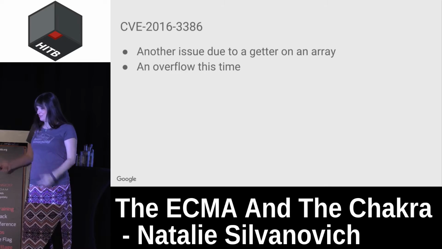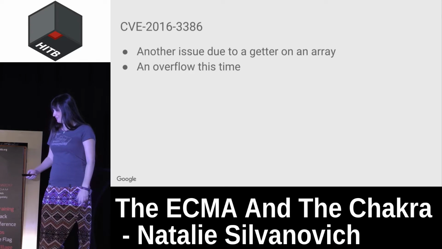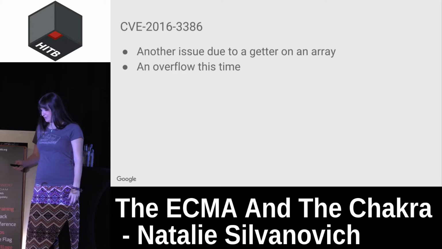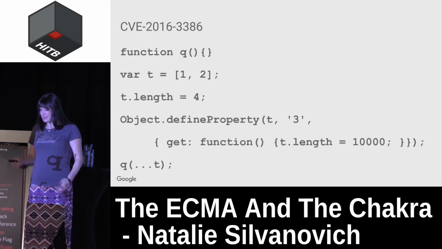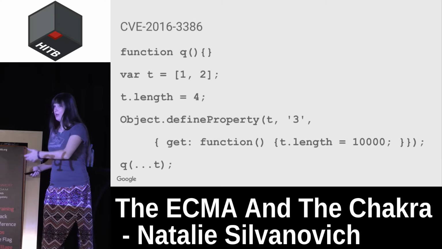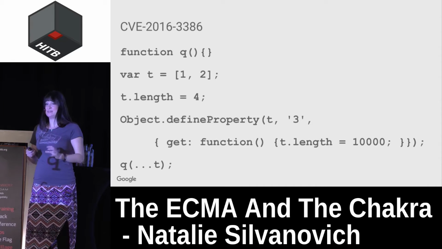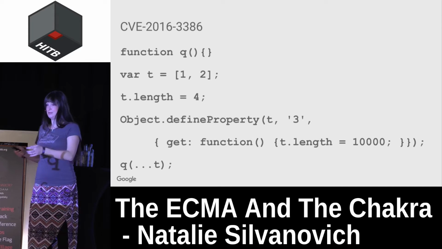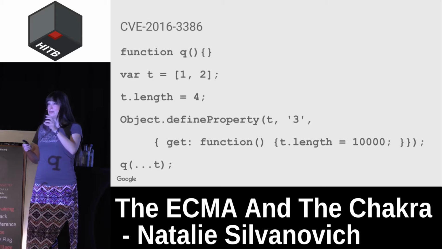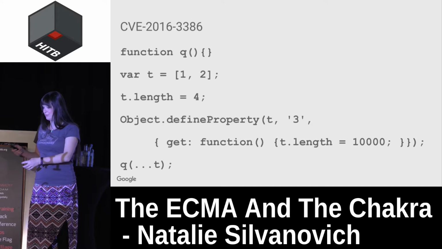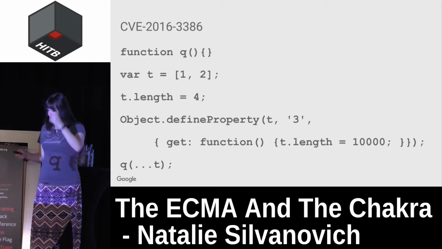So here's another issue due to a getter on an array. This time it's an overflow, and it's kind of interesting. It's in the spread operator. You can see the spread operator being called at the very bottom, Q of ...t. What this does is it makes an array into an arguments parameter. So if I call Q with ...t, when I get into Q, the arguments of my call will be the elements of that array.